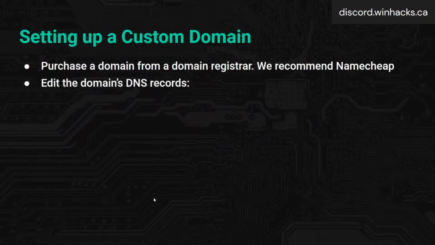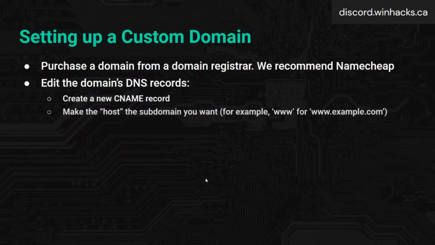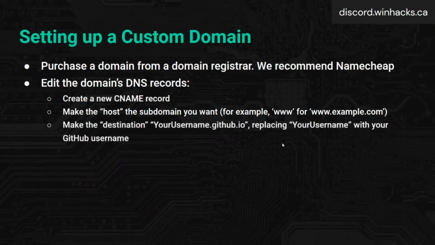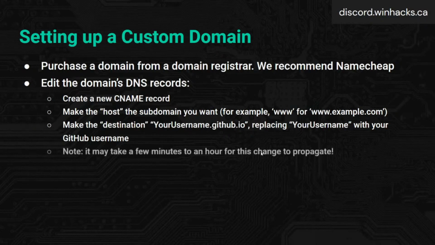Then you can edit the domain's DNS records. So you'll create what's called a CNAME record, and we'll go over the settings on there later, but you'll make the host the subdomain you want. For example, www is a subdomain, and example.com is your main domain. Make the destination your username.github.io, that URL that GitHub gives you. Obviously, you'll replace your username with your GitHub username.